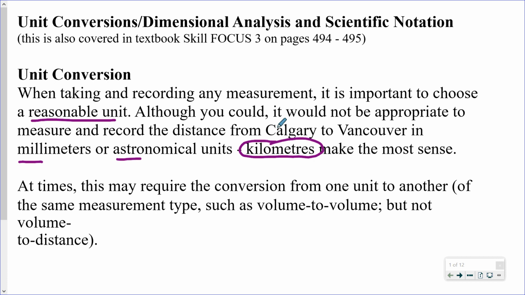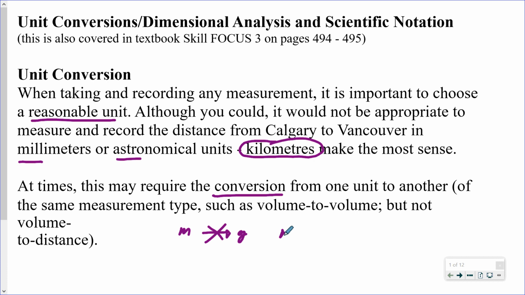So at times, what you might have to do is a unit conversion, going from one unit to another. So for starters, the units do have to be of the same measurement type. So for example, we can't talk about taking meters, which are the units for distance, and converting it into grams, which are the units for mass. You can't do that sort of a conversion.